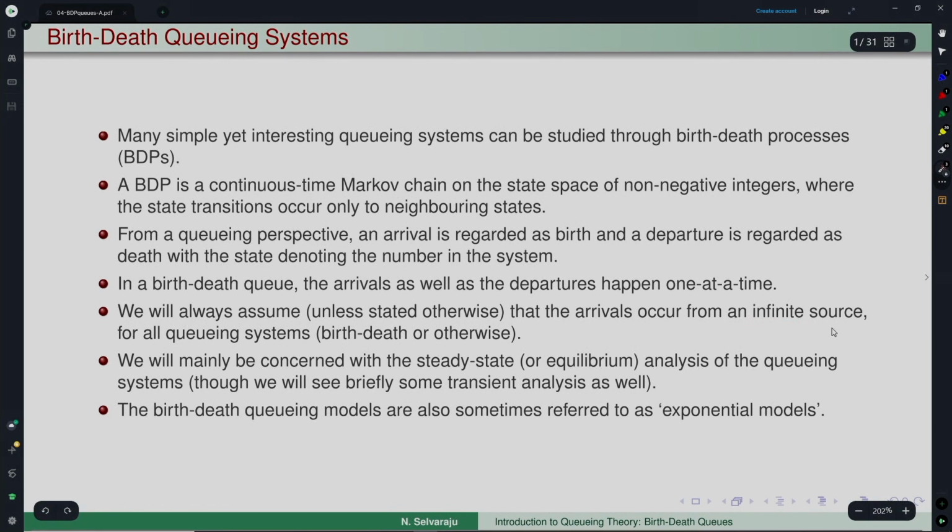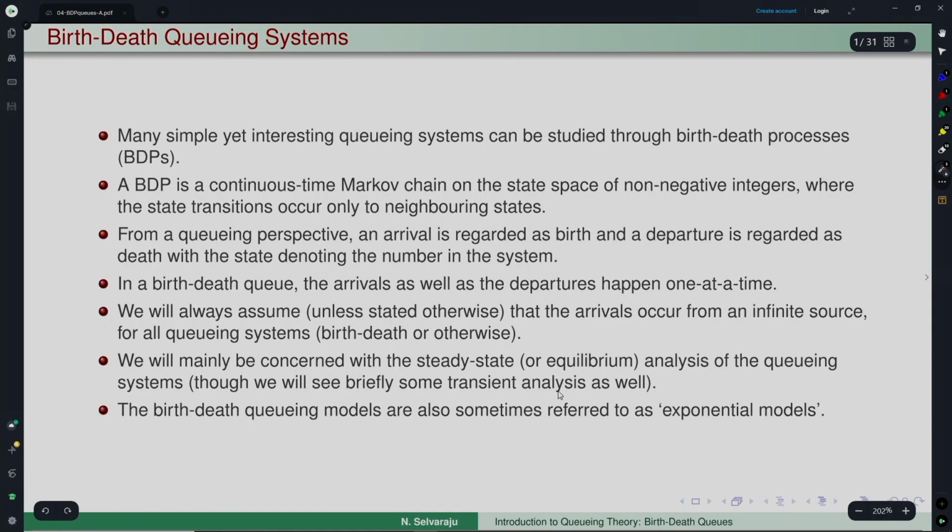Otherwise we will assume that this is the case, and we will be mainly concerned with the steady state or equilibrium analysis of such queuing systems, though as a point of departure and to make you aware of the other side of the analysis, which is the transient analysis, we will consider one simple model. Otherwise, throughout the course we will be concerned only with steady state or equilibrium analysis, because that is probably sufficient to answer many of the questions that you want to answer with respect to the particular queuing system that you are trying to analyze.